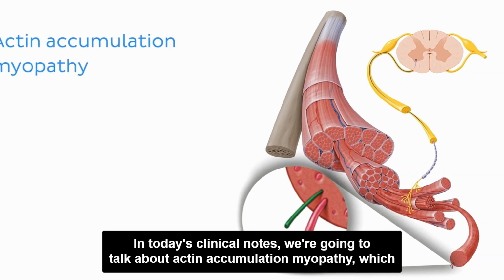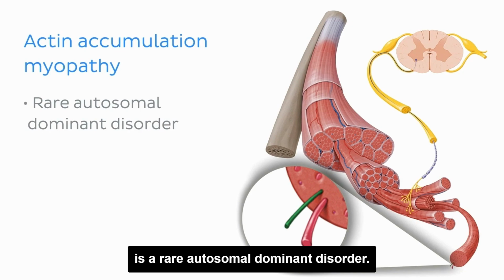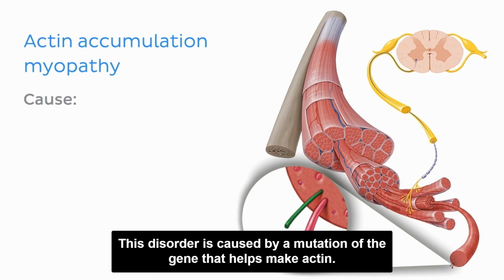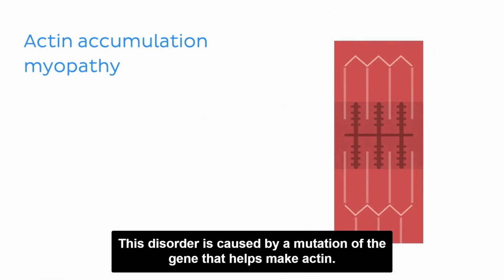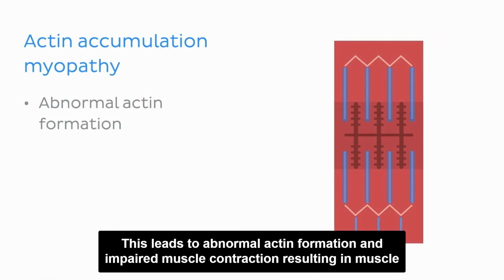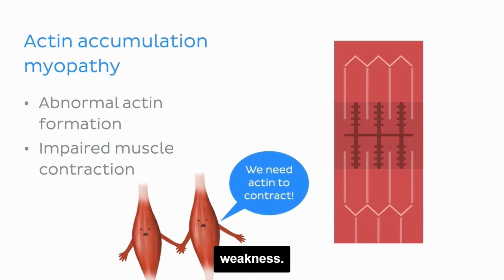Now that we're familiar with motor units and their neuromuscular compartments, let's get clinical. In today's clinical notes, we're going to talk about actin accumulation myopathy, which is a rare autosomal dominant disorder. This disorder is caused by a mutation of the gene that helps make actin. This leads to abnormal actin formation and impaired muscle contraction, resulting in muscle weakness.